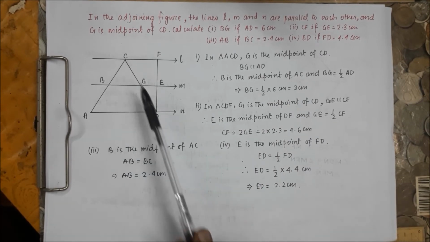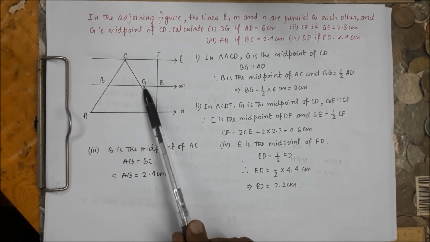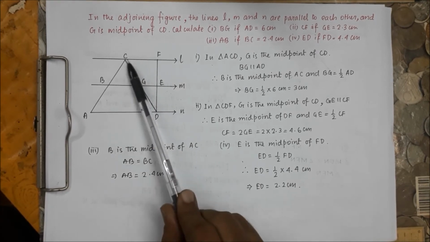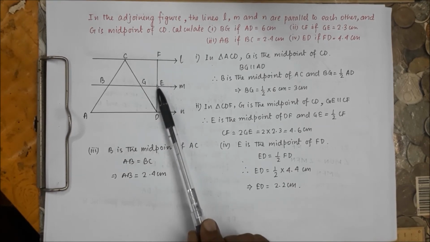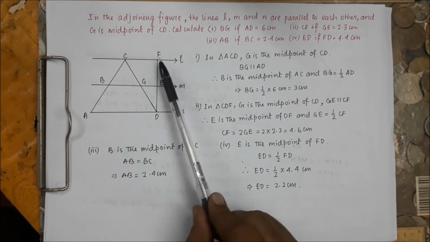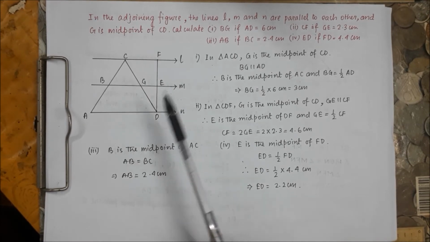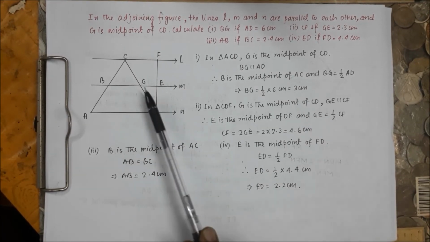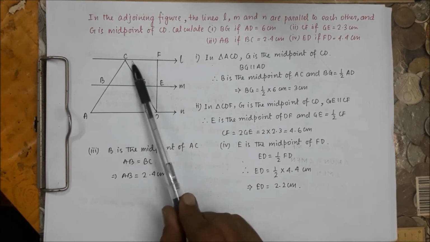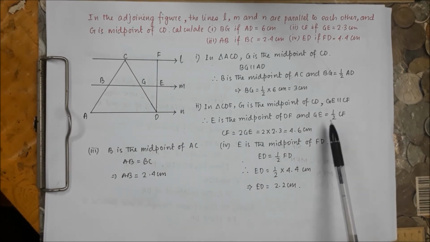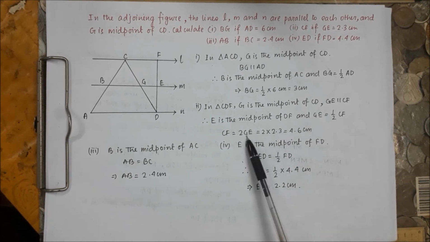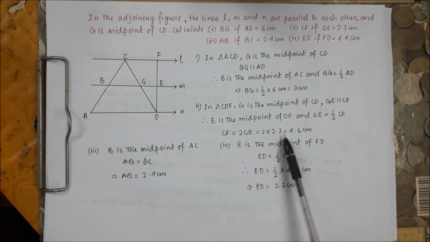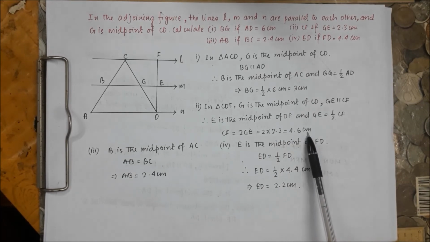In triangle CDF, G is the midpoint and GE is parallel to CF. Therefore, by the converse of the midpoint theorem, E becomes the midpoint of FD, and you can say that GE equals half of CF. So if you apply cross multiplication, you will get CF is equal to 2GE. That means 2 into 2.3 equals 4.6 cm.